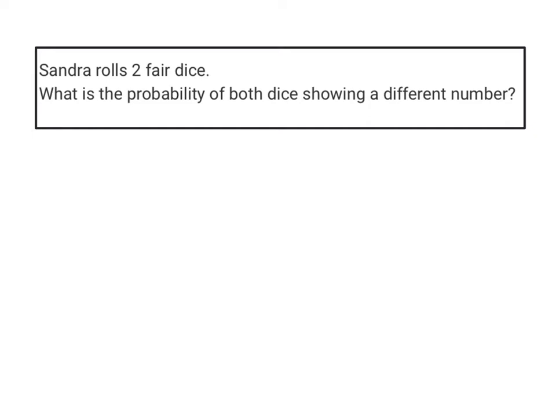Sandra rolls 2 fair dice. What is the probability of both dice showing a different number? So this may seem like a fairly simple question, but it's very easy to get this wrong. The easiest way to do it is by drawing a sample space.